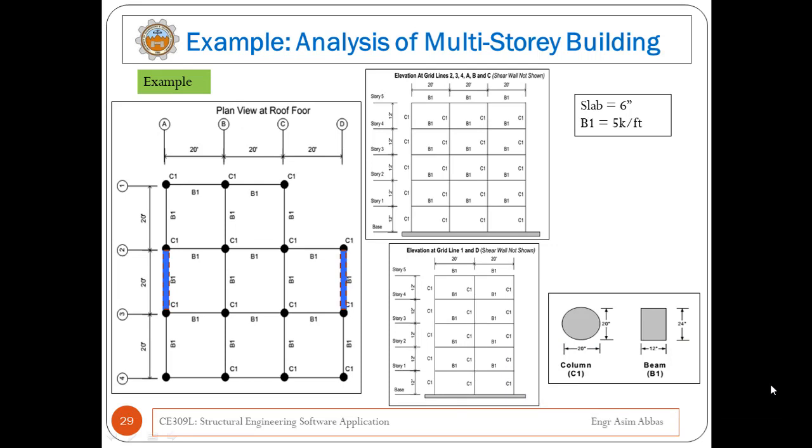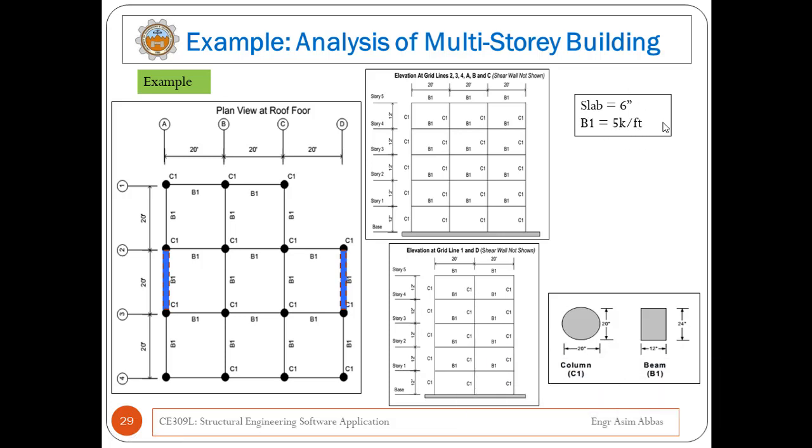Okay, the plan view at roof level shows the configuration and arrangement of beams and columns, right? And mainly there is one type of beam in all stories, denoted by B1. The dimension of this beam is 12 by 24 inches, and it is a rectangular beam. Similarly, the column is also the same in all stories, and it is represented by C1. The cross section of this column is circular, and the diameter is 20 inches. And all beams are subjected to a 5 kip per foot load, and that is dead load.